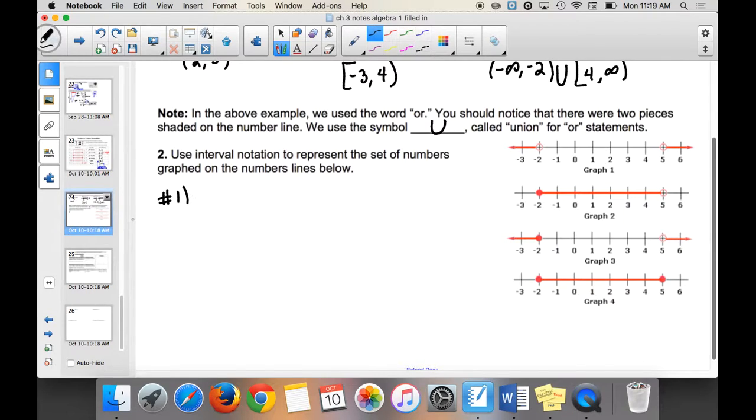So number 1, its interval notation has 2 pieces. It's going to be the kind that has a U between it. So think about how you would write it. Do you guys want to try first? I'm going to try to write it. The left-hand side would be negative infinity to -2, parenthesis. The right-hand side is 5 to infinity, parenthesis. And we put a U between it.